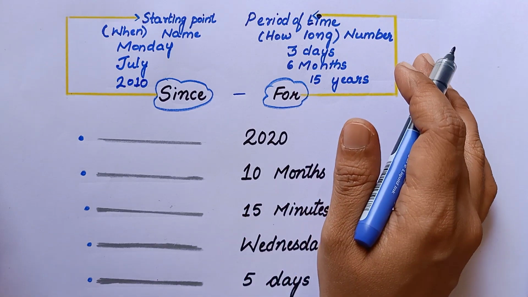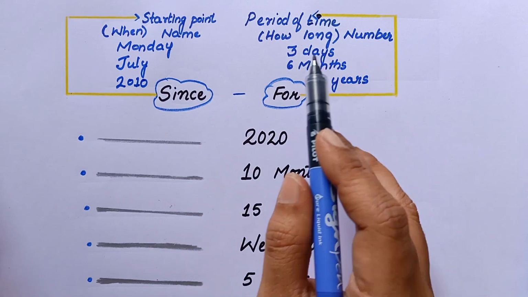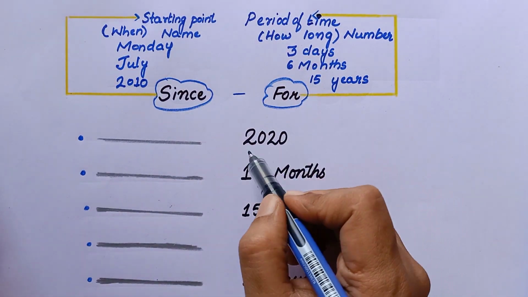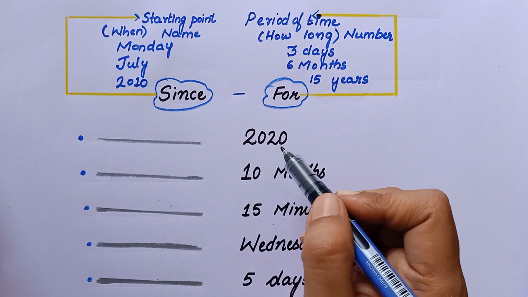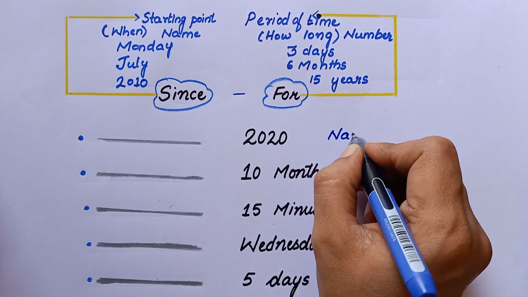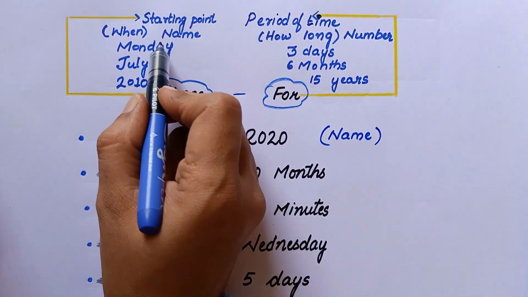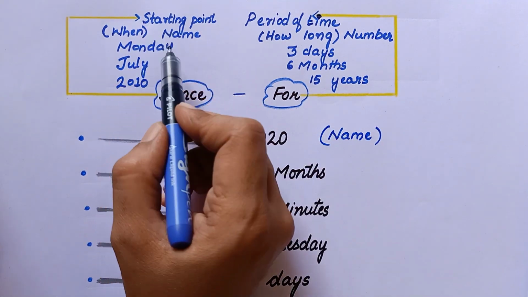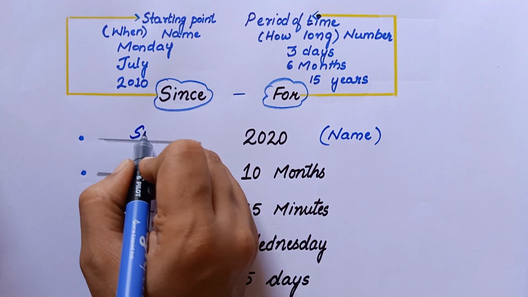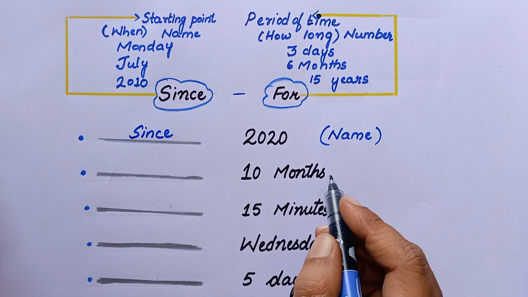Now, with the help of this rule, we are going to complete the blanks. So I hope that it's clear when to use since and for. So now first we'll see blank 2020. So what is this 2020? 2020 is the name of a year. It's not the number, but it's the name of a year, right? So whenever there is a name, always remember to make use of since. Since 2020.